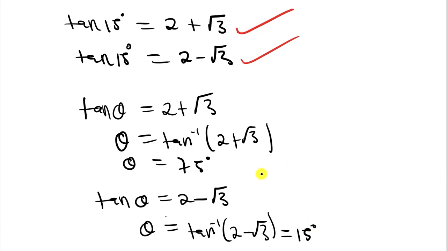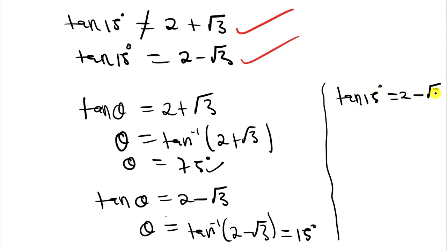Then it means that tan 15 degrees can't be equal to 2 plus root 3, because when we solved for theta, we got 75 degrees. Therefore, the correct value for tan 15 degrees is equal to 2 minus root 3.